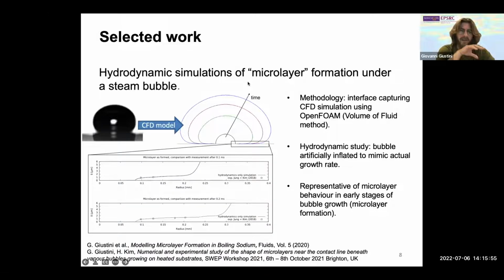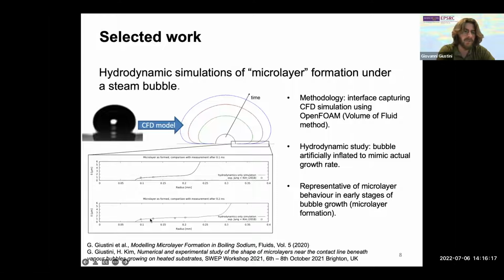Purely from a hydrodynamic point of view, we are artificially inflating the bubble. And as a consequence of its growth, there is a liquid film left behind beneath the bubble. And we can actually extract its profile versus time, so its radial variation of the liquid film thickness versus time and so on, and compare with measurements.